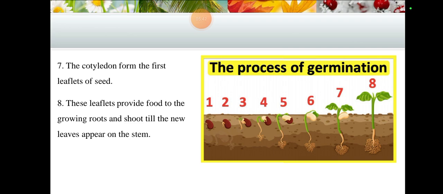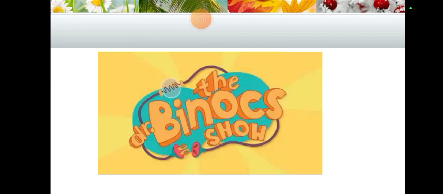These leaflets provide food to the growing roots and shoot till the new leaves appear on the stem. The process takes a little bit of time, but till then, the leaflet that was formed by the cotyledon provides the food to the roots and shoots. So the cotyledon forms the first leaflet of the seed. These leaflets provide food to the growing root and shoot till the new leaf appears on the stem.